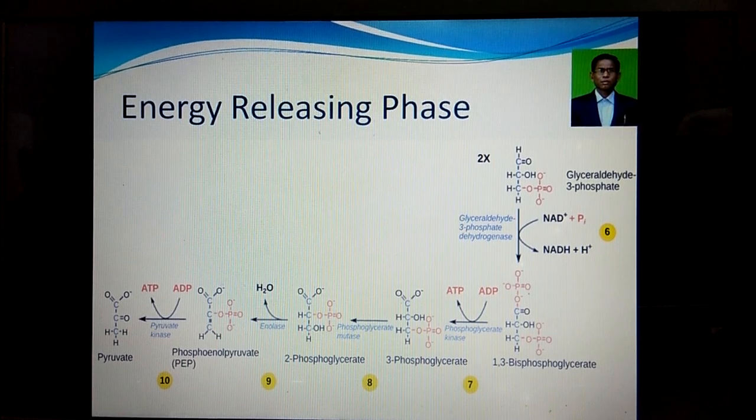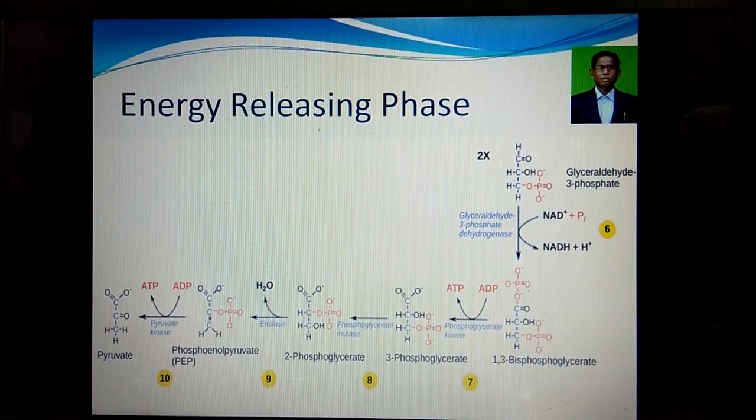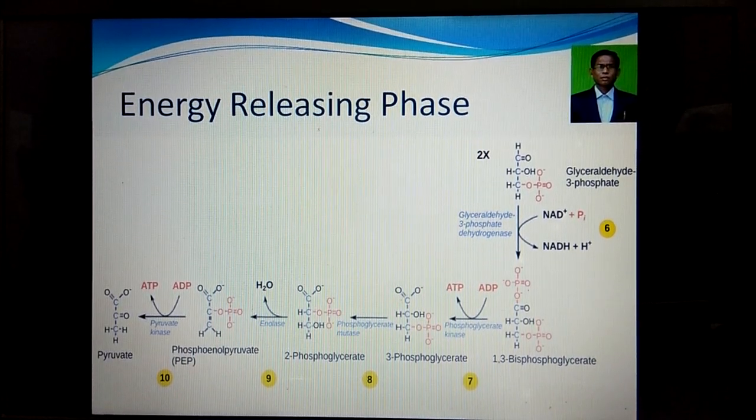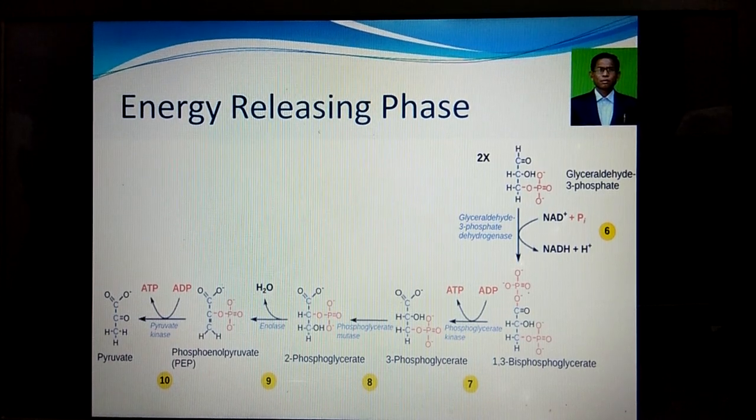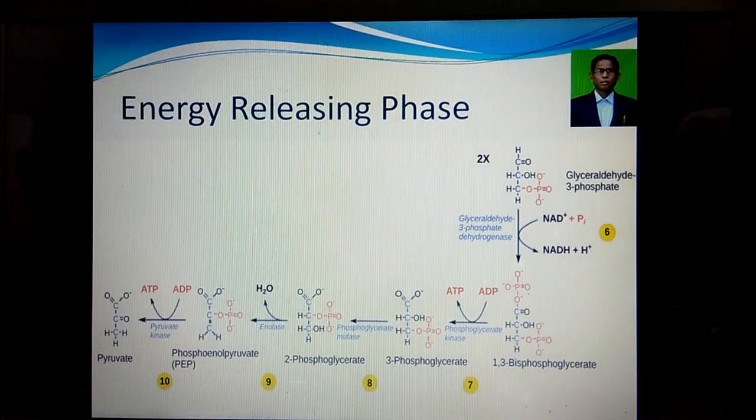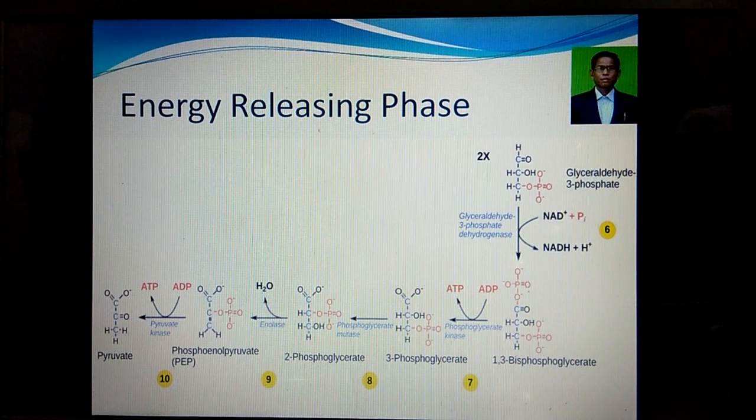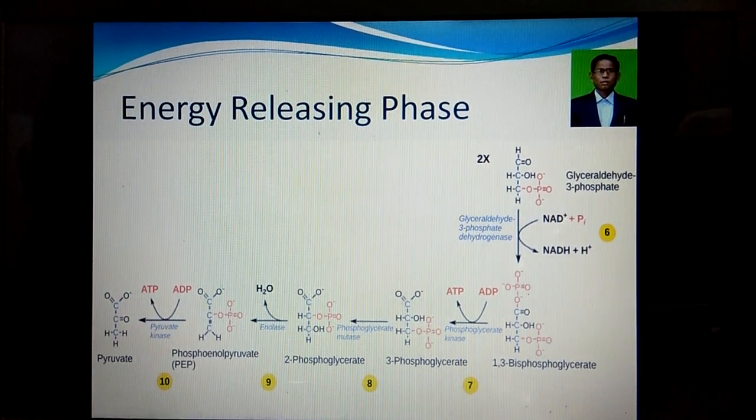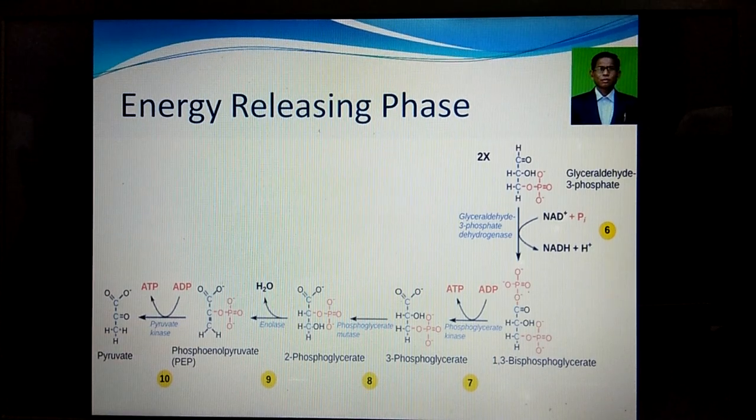Under aerobic conditions, the reduced NAD is oxidized through the electron transport chain of mitochondria, resulting in the formation of 3 ATP molecules. So, in this step, 6 ATP molecules are synthesized. In anaerobic glycolysis, no ATP is formed as the NADH is reoxidized during the conversion of pyruvate to lactate.